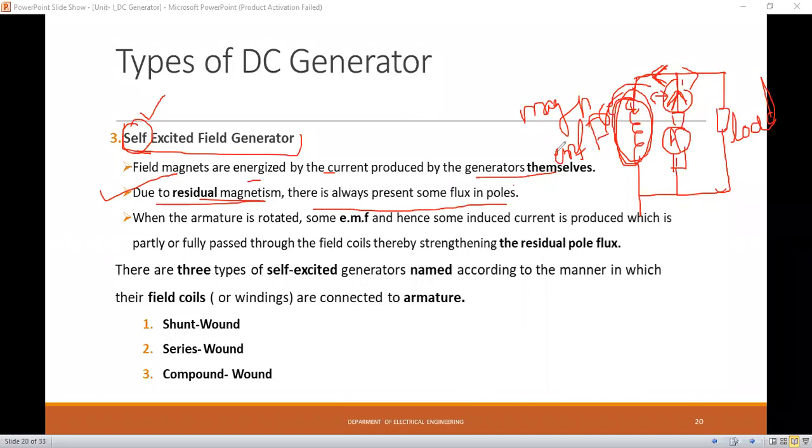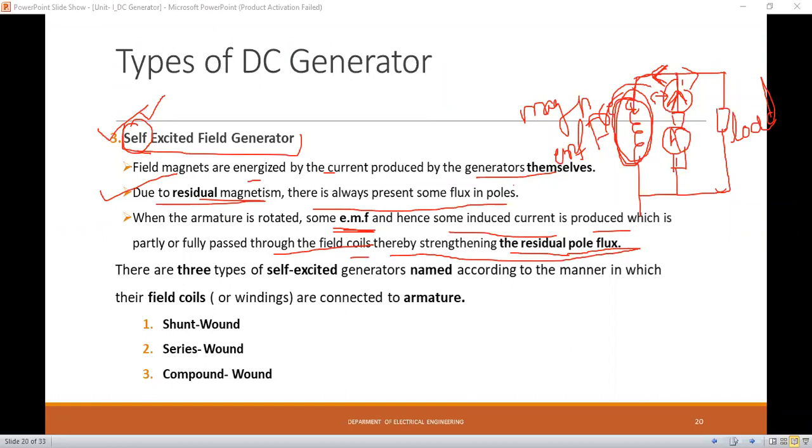So when the armature is rotated, some EMF and hence some induced current is produced, which is partly or fully passed through the field coil, thereby strengthening the residual pole flux. That means increasing the flux quantity. So it will produce an EMF, or it will induce an EMF. So this is called a self-excited DC generator.